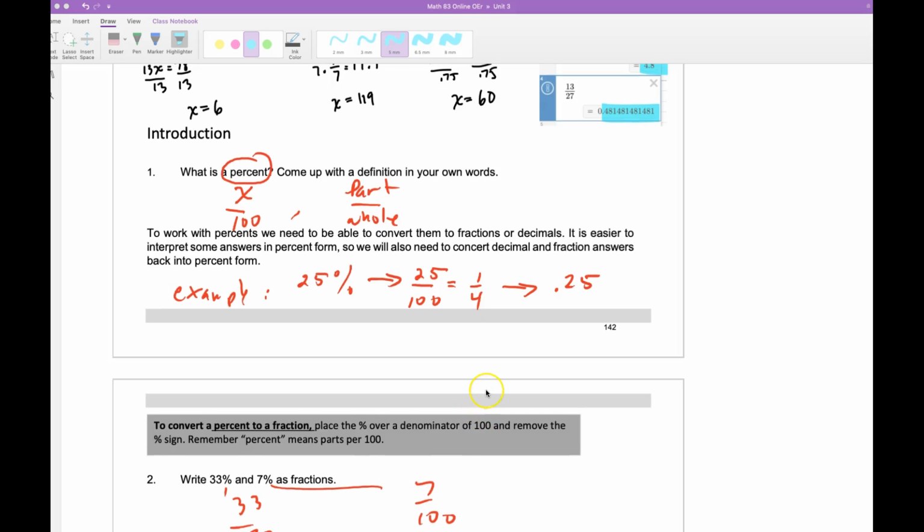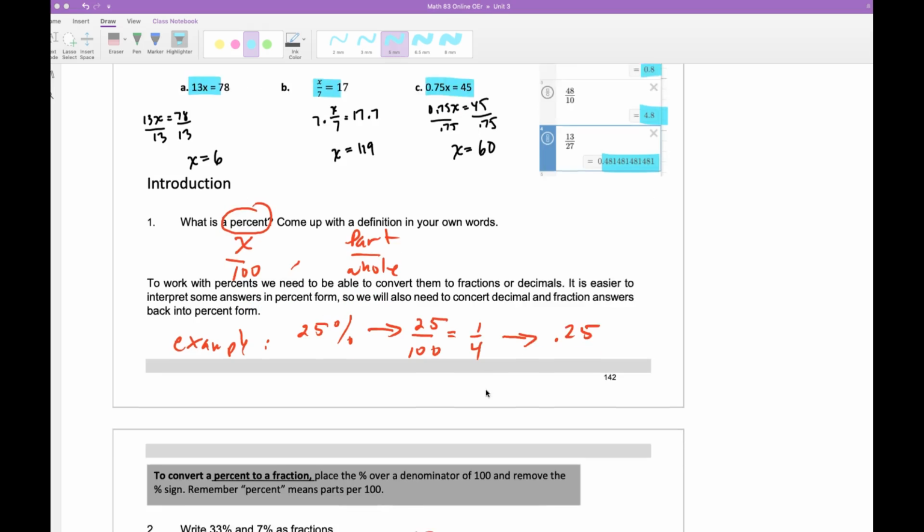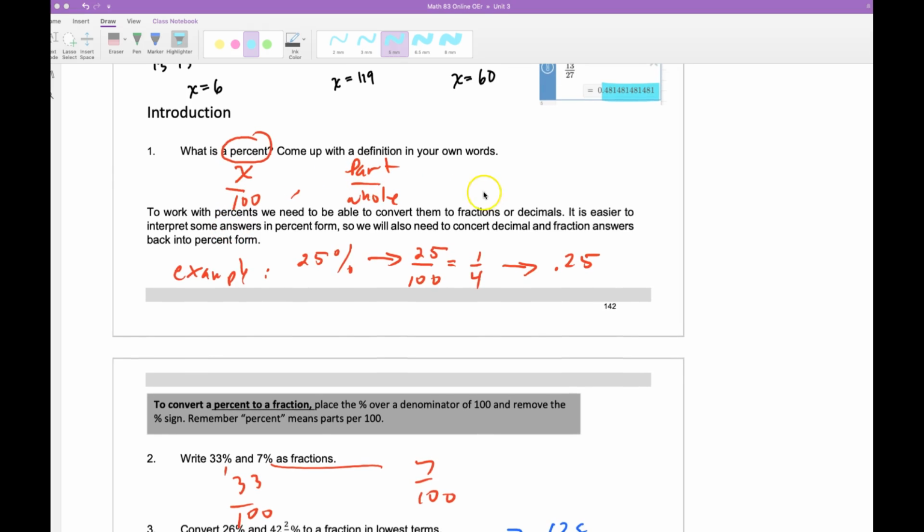Let's continue with lesson 3.6. We're going to look at percent specifically. Looking at this introduction here, what is a percent? Go ahead and Google that or look in a math book somewhere.